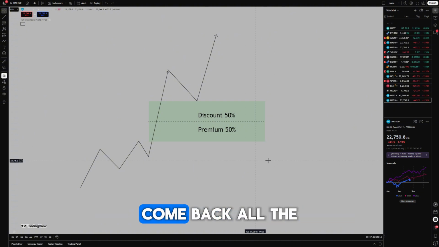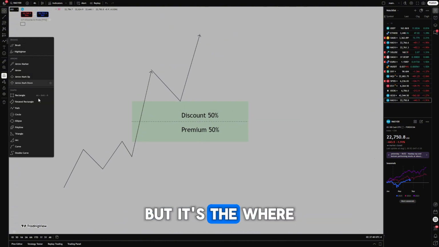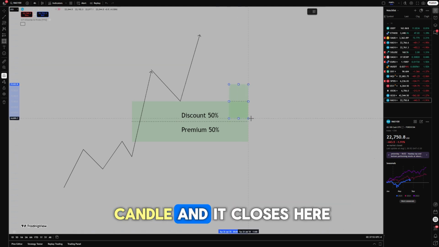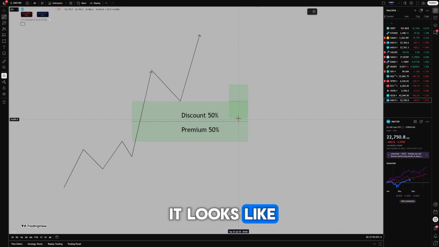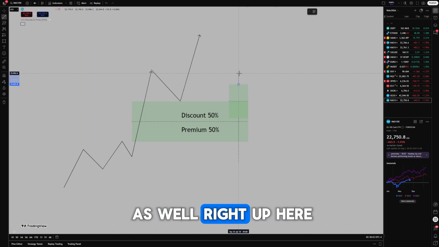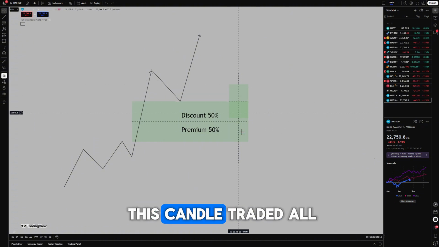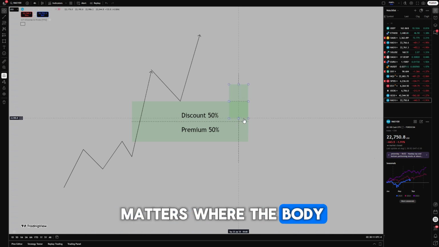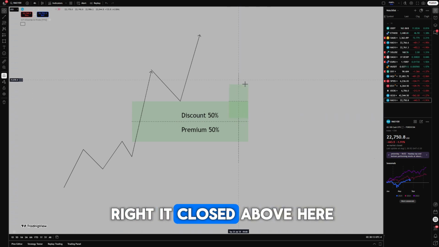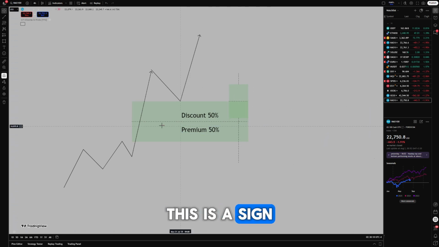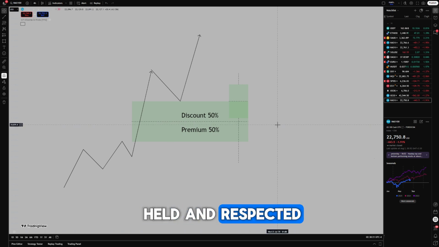Price can wick through them, come back all the way down here, but it's where the body closes that matters. For example, let's imagine a bullish candle and it closes here, and this is what it looks like, and it wicked all the way down here. It has a high, and it has a high as well. Right over here, it has a high. This candle traded all the way down, but where did it close? This close is what matters, where the body is, right? It closed above here. This is a sign that this gap is being held and respected.